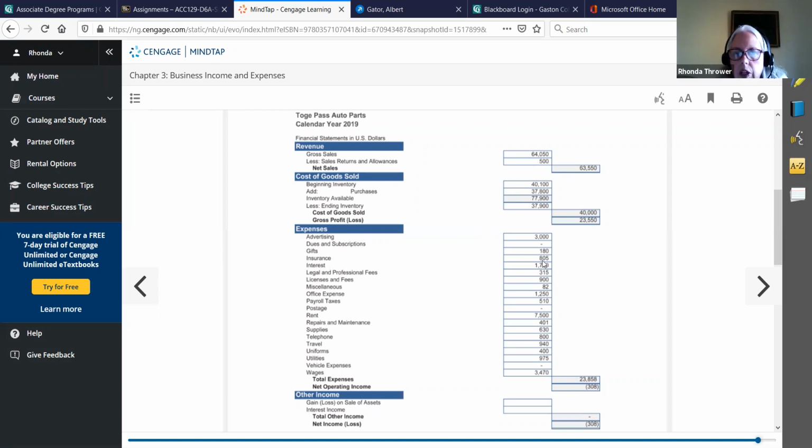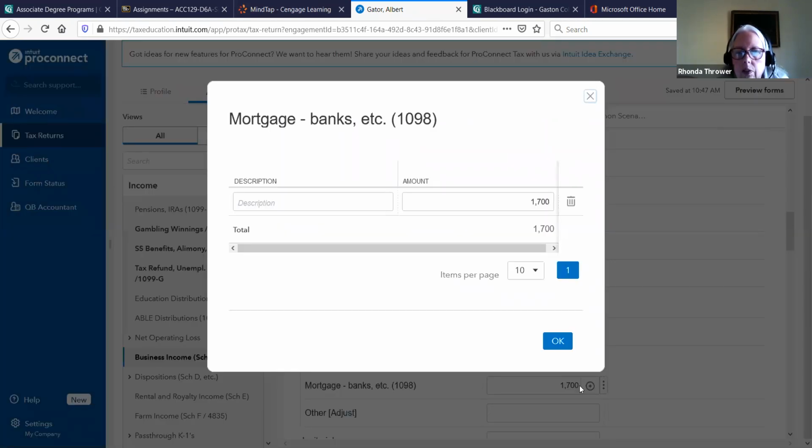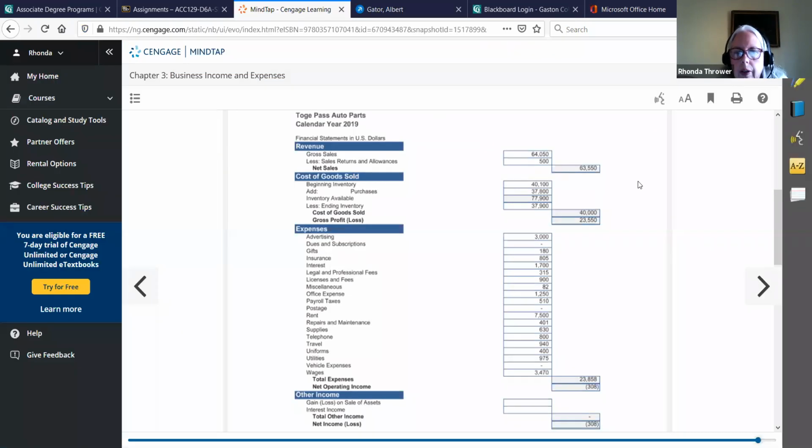And so $1,700 in interest goes in the interest category here. And let me see if they got a place. There's a place where you can expand this. And I didn't put it in, but you could put the name of your bank there so you would know what that was referring to. And they didn't give us a bank for this, so we don't know what it is.